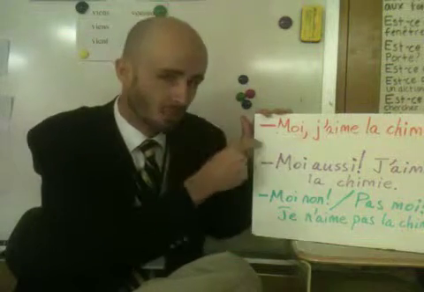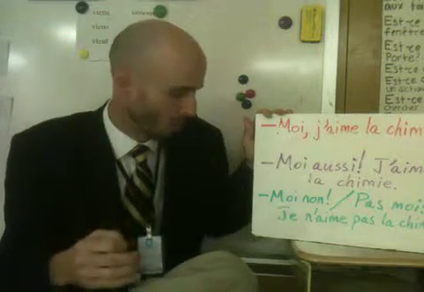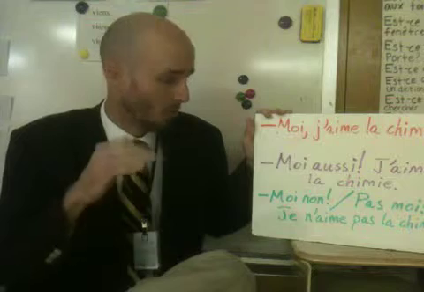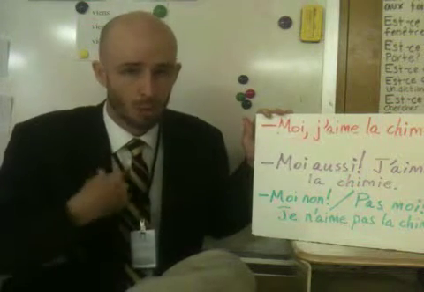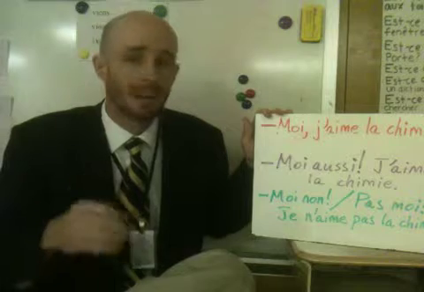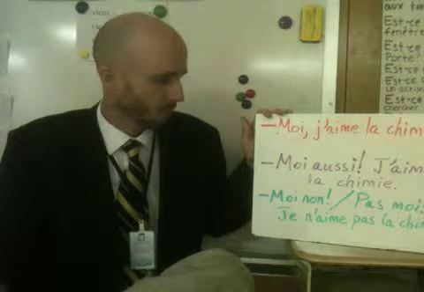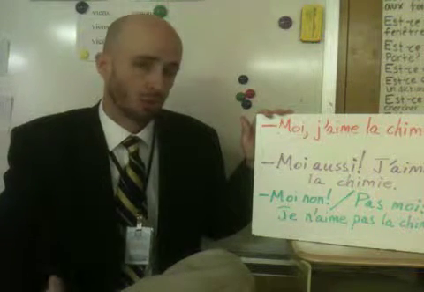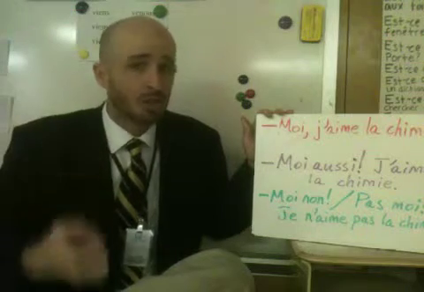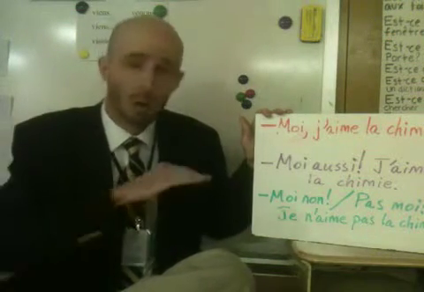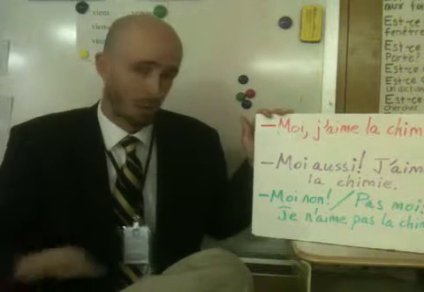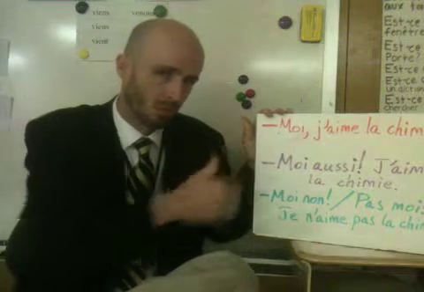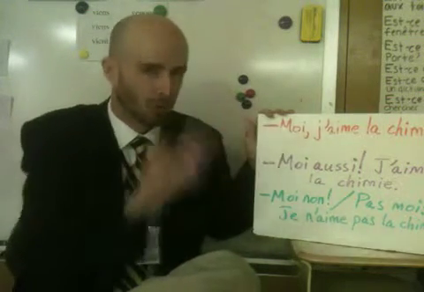Now, if you want to disagree with my positive statement, you say, moi non, or pas moi. Je n'aime pas la chimie. So again, I'll make a positive statement. Moi, j'aime la chimie. You can agree with, moi aussi, j'adore la chimie. Or disagree, moi non, je n'aime pas la chimie. Or pas moi, je n'aime pas la chimie. That's how we answer or rebut a positive opinion.